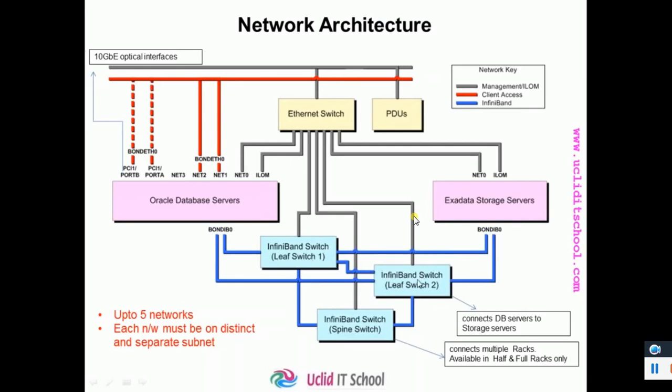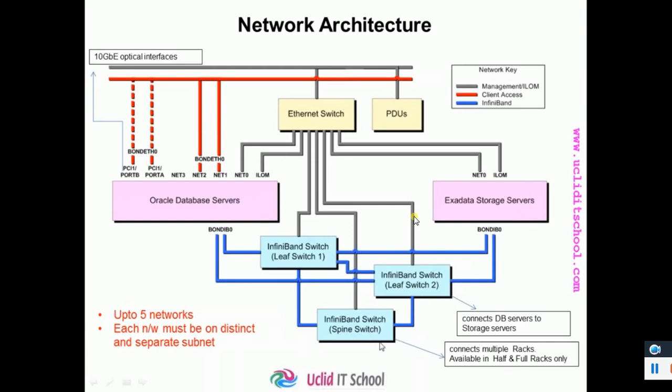In this diagram, you see different types of InfiniBand switches. One is called leaf switch. Second is called spine switch. And you have 2 leaf switches, leaf switch 1, leaf switch 2, and you have one spine switch. Spine switch is present only in half rack and full rack configurations.